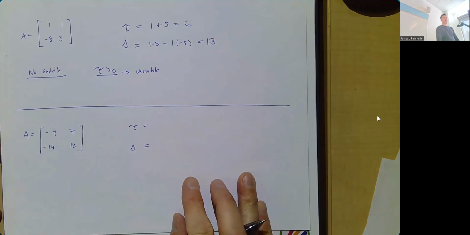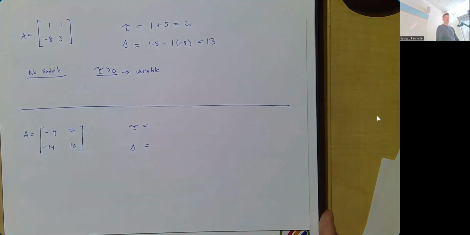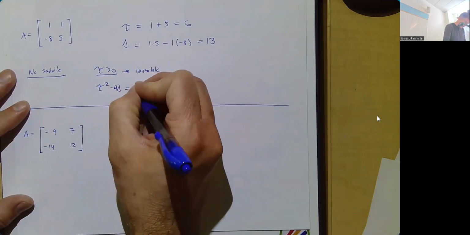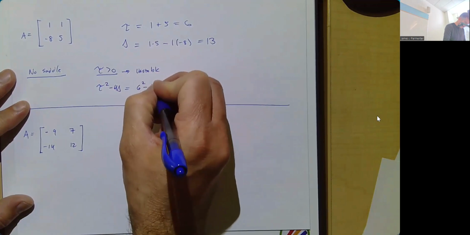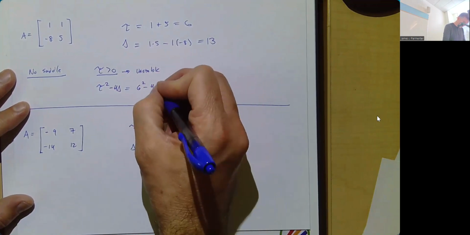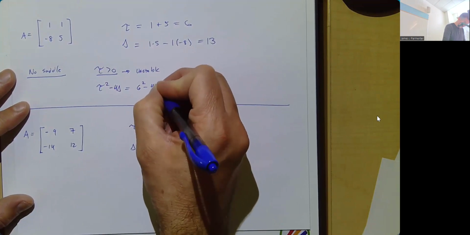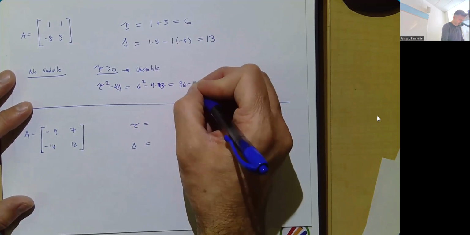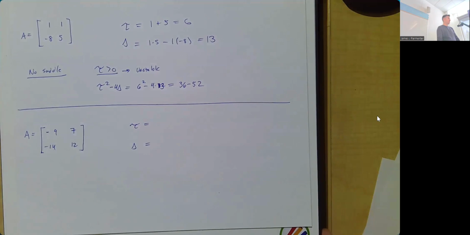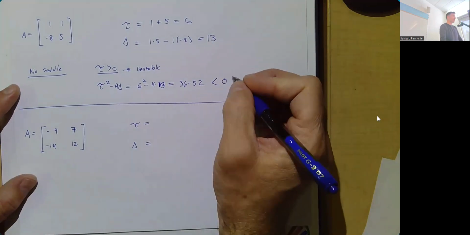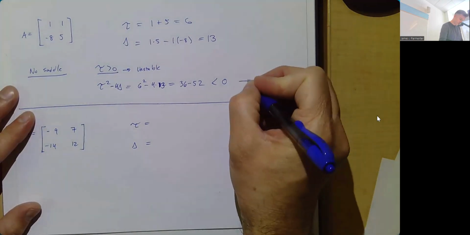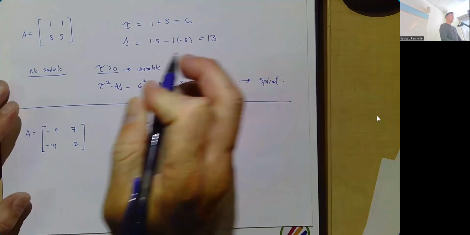Okay. Spiral or node? I think it's a spiral. Let's check. Tau squared minus 4 delta is 6 squared minus 4 times 13. You don't actually have to calculate this, 36 minus 52. Once you see that it's negative, you can stop there and say, I'm taking the square root of a negative number, meaning my eigenvalues are imaginary, meaning we have a spiral. We have an unstable spiral.